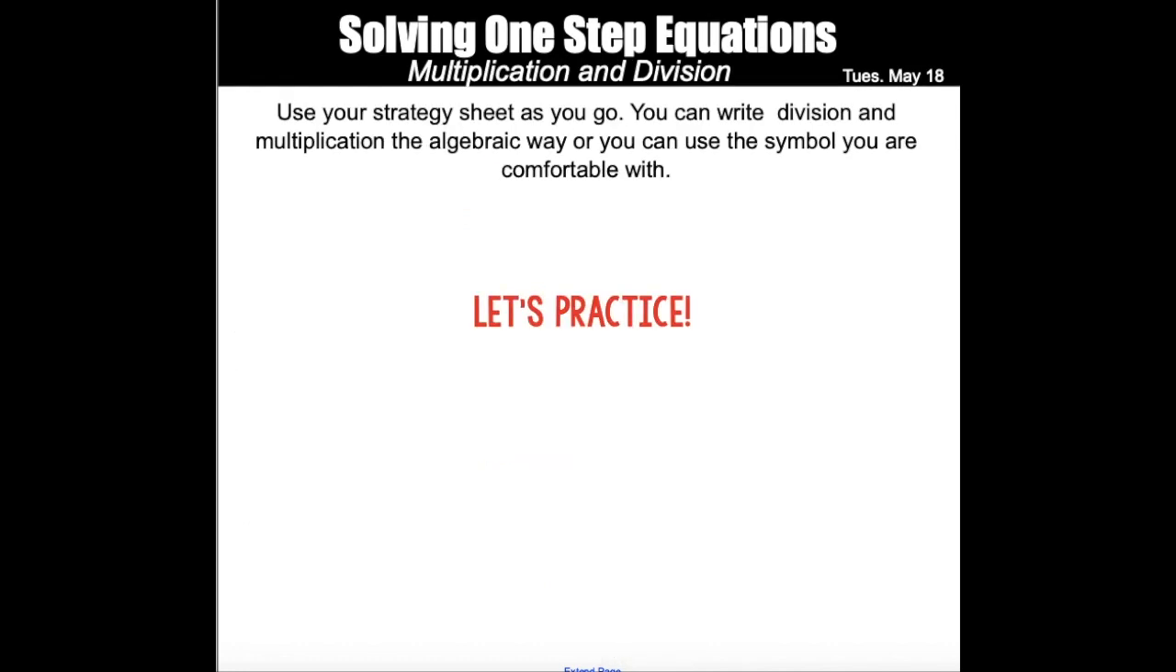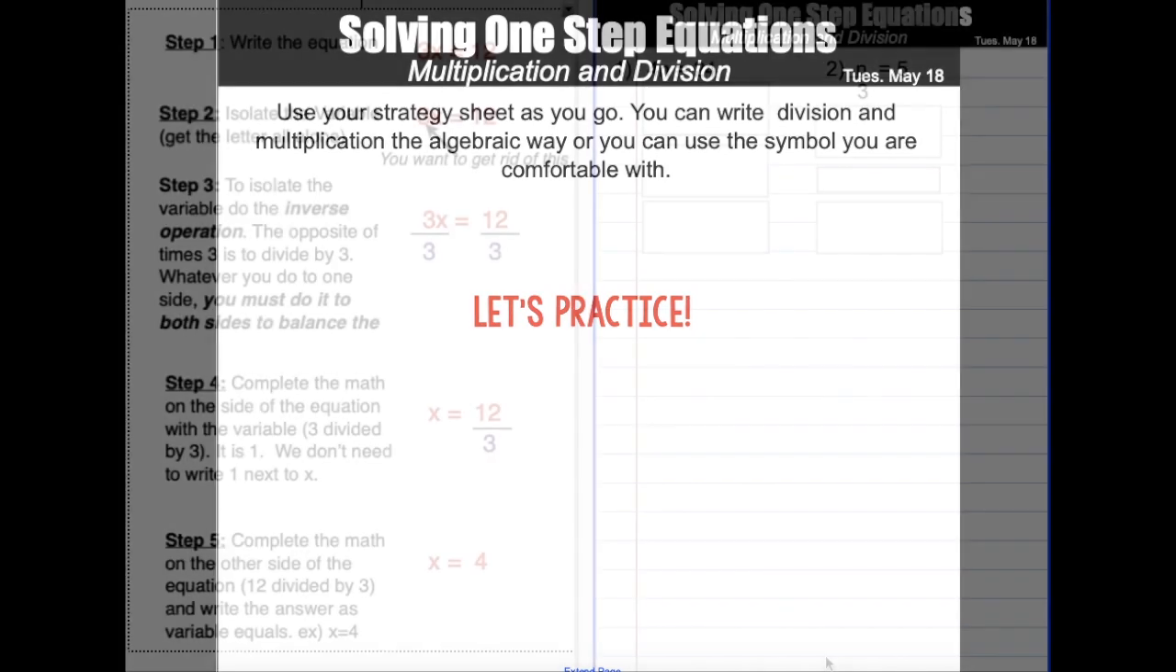When you are solving these, you're going to need to use your strategy sheet as you go. You can write division and multiplication the algebraic way, or you can use the symbol you are comfortable with. However, all of the equations that you see will be written the algebraic way. It is important that you have your sheet with you so you can go through the steps and make sure you are not skipping a step.